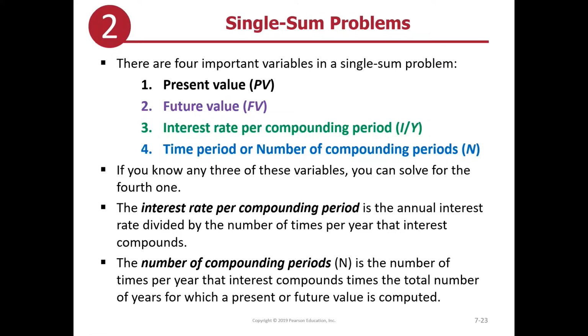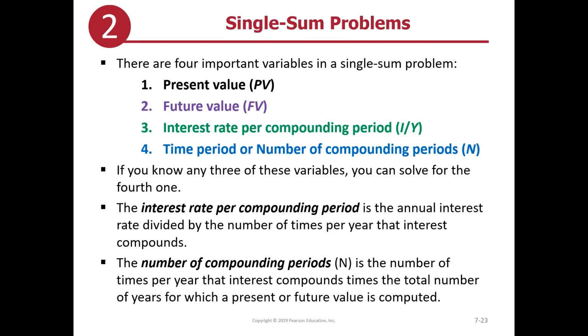There are four important variables in a single sum problem. One is present value, two is future value, three is the interest rate per compounding period, and four is the time period or number of compounding periods. If you know any three of these variables, you can solve for the fourth one.